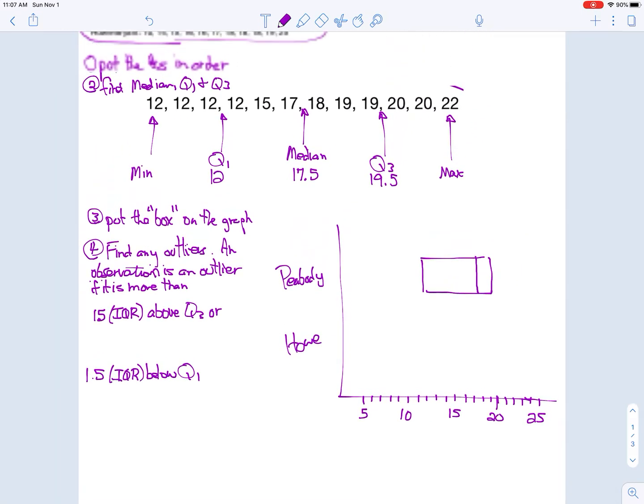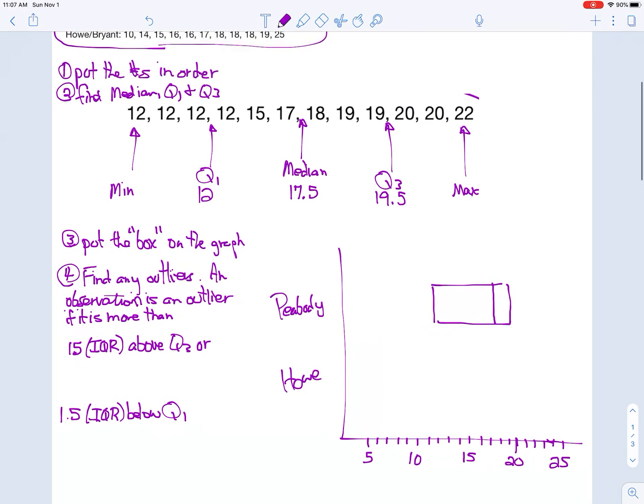Okay, let's go back to the interquartile range. That is this thing right here. That was from 19.5 down to 12. IQR is quartile 3 minus quartile 1. It is just a measurement of how much of a span the middle 50% occupies. And so that is used to determine if something is an outlier.